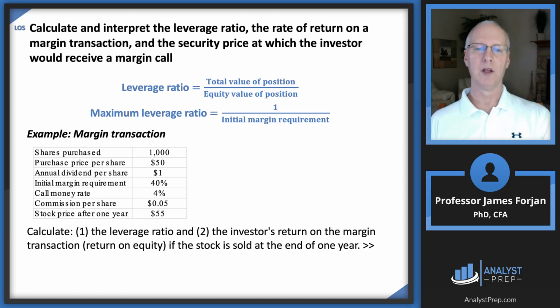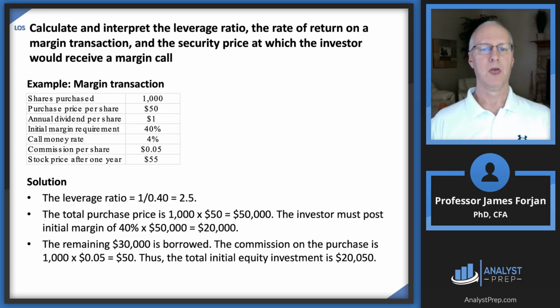So just remember, the base holding period return for this transaction is you're buying at 50 and going up to 55. That's 10%. All right, so what happens here? Leverage ratio is going to be 1 over the initial margin requirement, so that's 2.5. And so I want you to think about that leverage ratio as kind of what you get as if you were to buy multiple shares of stock, right?